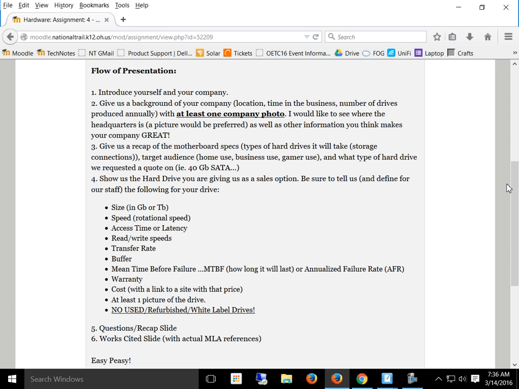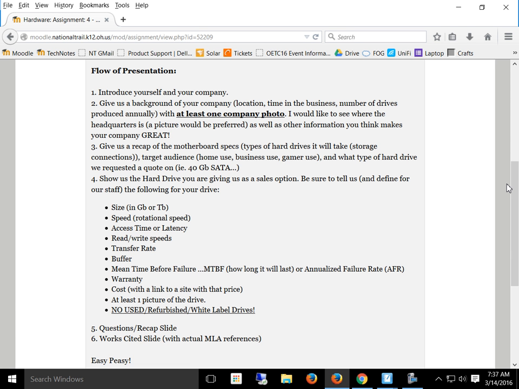And then you're going to talk about the hard drives that you're here to sell us, giving us the size, which would be in gigabytes or terabytes, and the speed, which is the rotational speed I'm talking about for the traditional hard drive. And then we'll start talking about how fast it can access that information. Latency we talked about only corresponds to a spinning hard drive. There is no latency with a solid state because there's no spinning, so it doesn't have to wait for the data to get to the seeker head. What read-write speed it has, what kind of transfer rate it has.